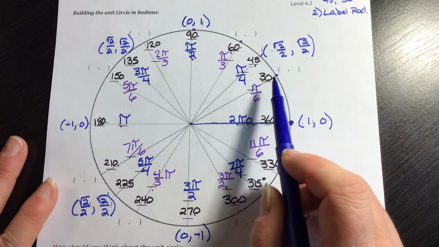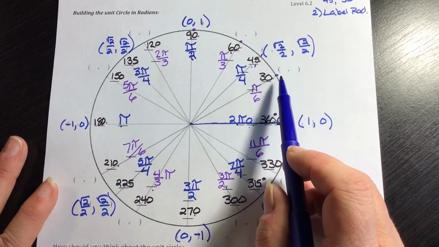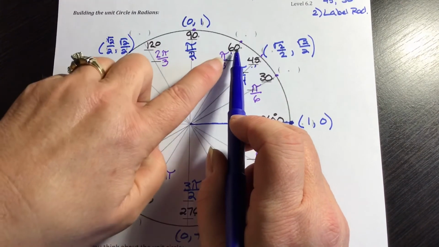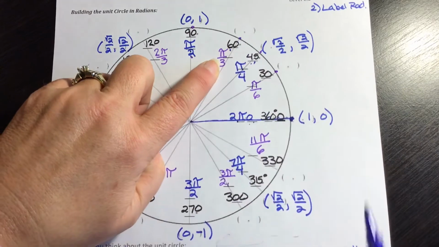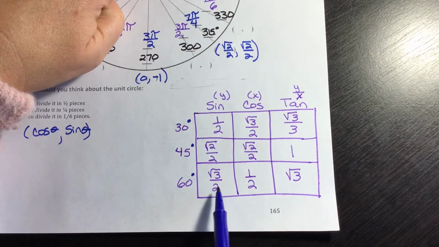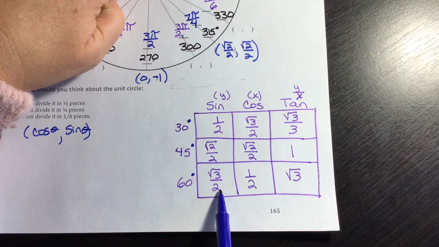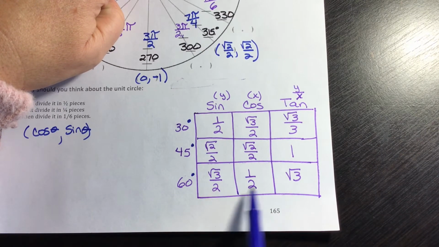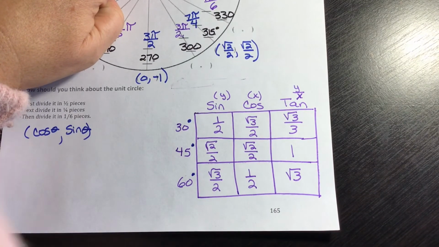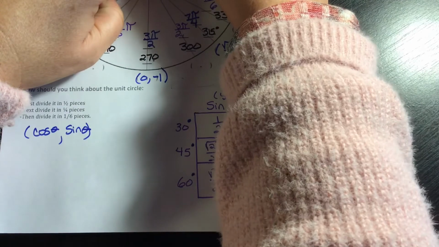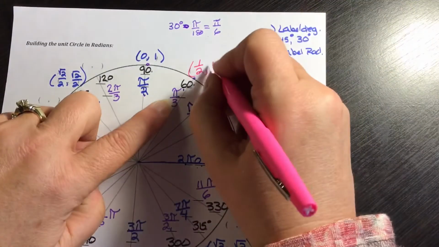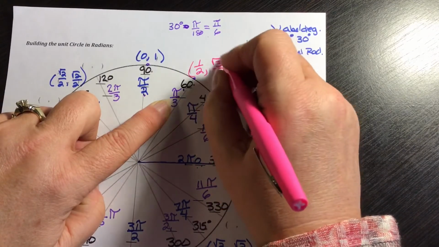So now let's do multiples of 60 degrees. For 60 degrees, sine is square root of 3 over 2. That's the y coordinate, and cosine is 1/2. So I'm going to have 1/2 for cosine and square root of 3 over 2 for sine.